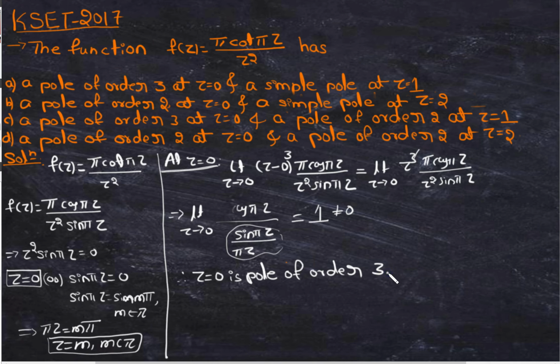Now you check the options. In option A, order 3 at z equal to 0, and option C, but this we can remove B and D, because in B and D, at the point z equal to 0 it is given as a pole of order 2, but it is a pole of order 3. But one more value is there, we need to find that one. For that one I will take the next page.